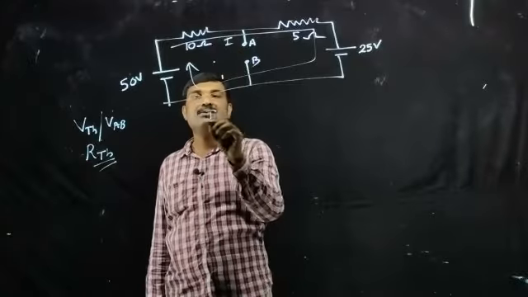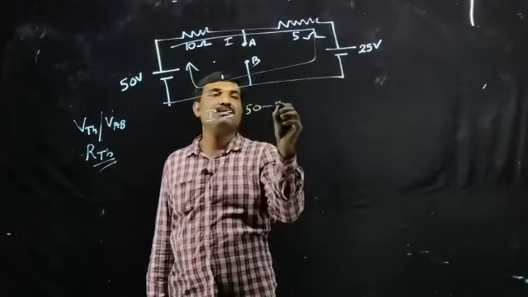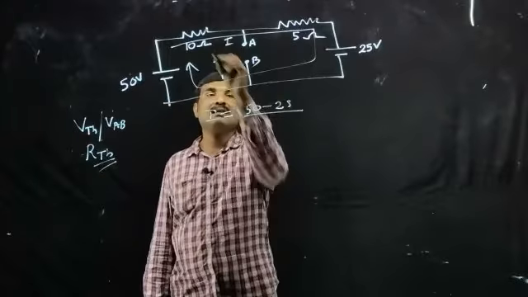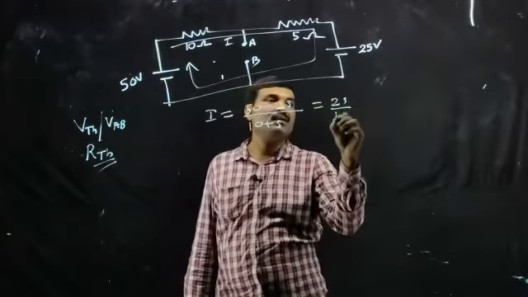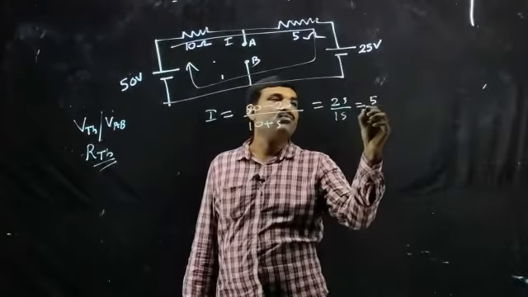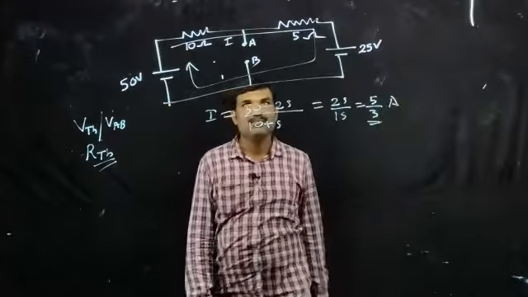So from this loop, we can determine the value of this current I. I is equal to the potential difference, that's 50 minus 25, divided by total resistance, 10 plus 5. That is equal to 25 divided by 15, or the answer is 5 divided by 3 ampere. This is the value of current in this loop, right?